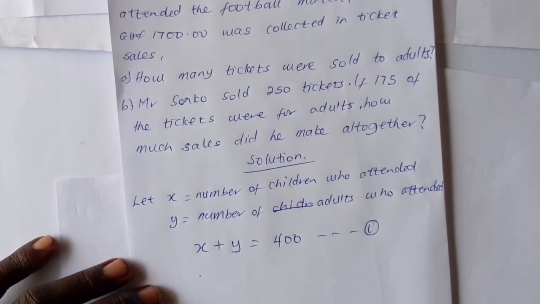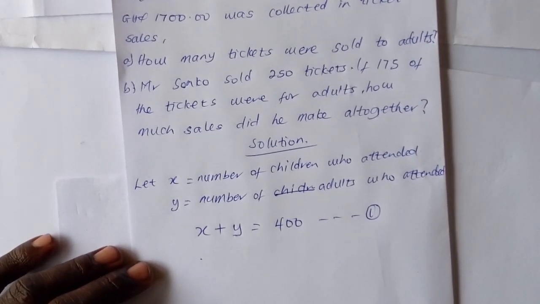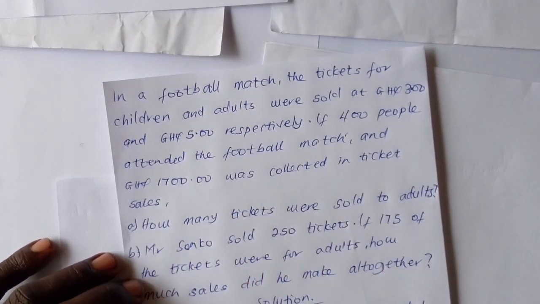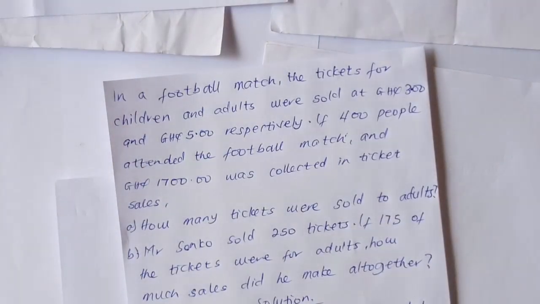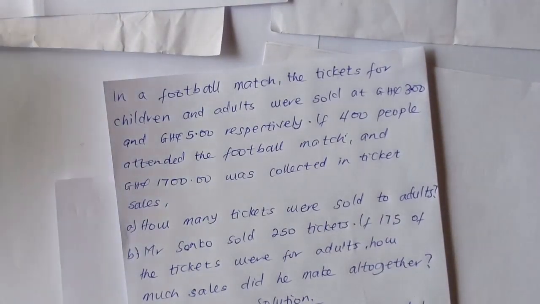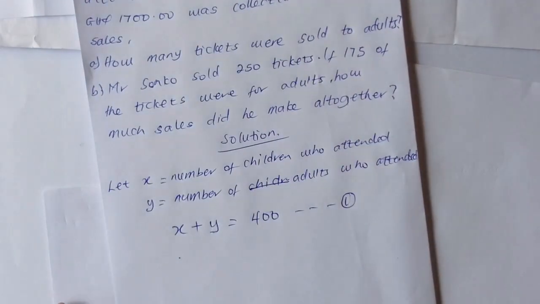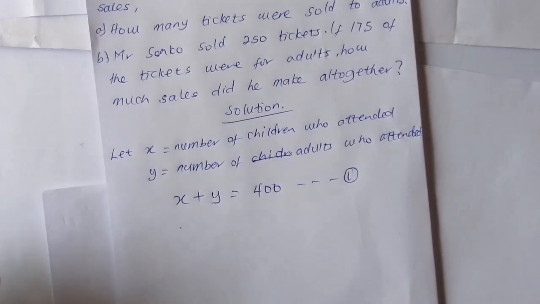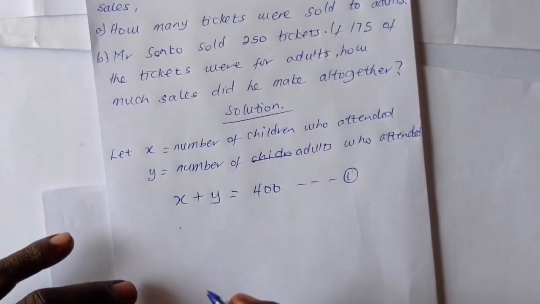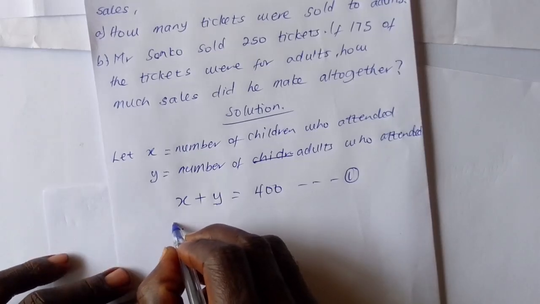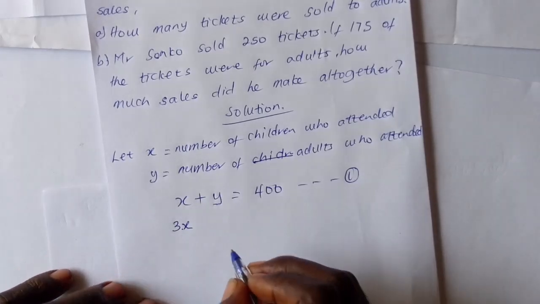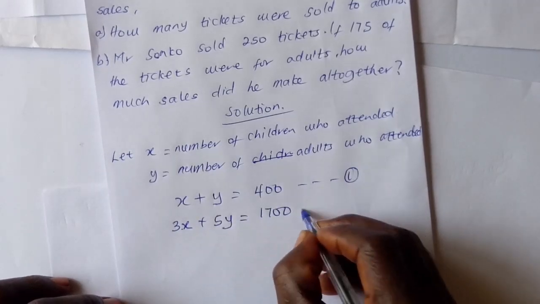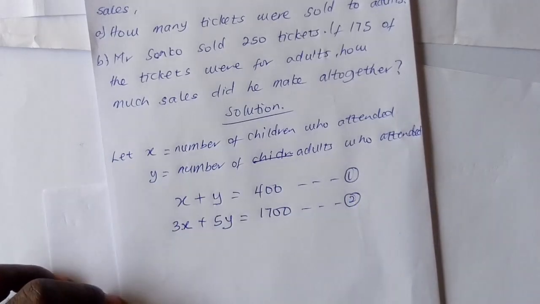If this is our equation 1, then the question also said that 1,700 cedis was collected in ticket sales. Before this amount is collected, it depends on how much you have sold and to whom. We sold it to the children and then we sold it to the adults. X children attended the match, Y adults attended the match. So selling to this set of people gives us the amount that was collected in sales. So the children's ticket times their number plus the adult ticket times their number gives us the total amount which was collected at the stadium, giving us equation 2.